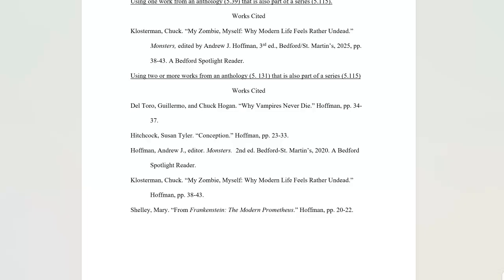Now, actually, forget about alphabetical order for a second. The most important thing is that we identify the anthology itself, which is right here. And we're going to list it by the editor's name, Hoffman, comma, Andrew J., editor, period. Then Monsters, italicized, period. Now it says third edition. So Monsters is in the third edition. It is published by Bedford St. Martin's, 2025, just like we had up above.